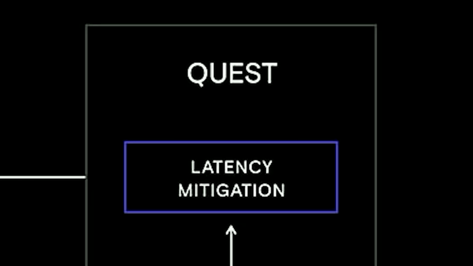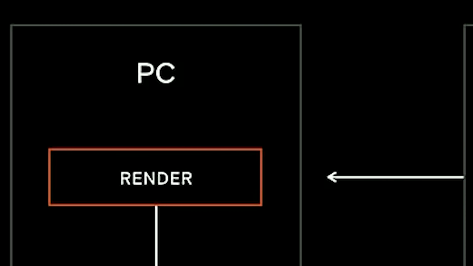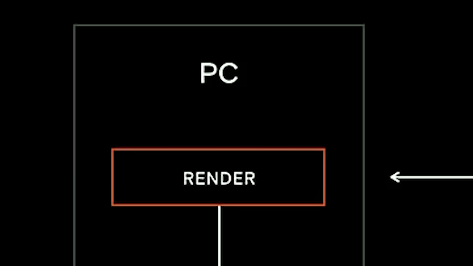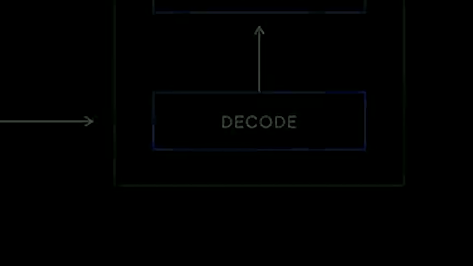All the while, the tracking data from the headset and controllers is being sent back to the PC through the same cable simultaneously, where the PC will use that data for game input and then send the visual data back to the Quest, and so on and so forth in a loop.